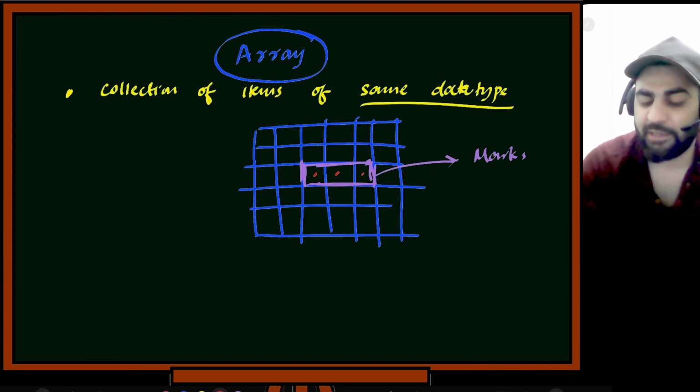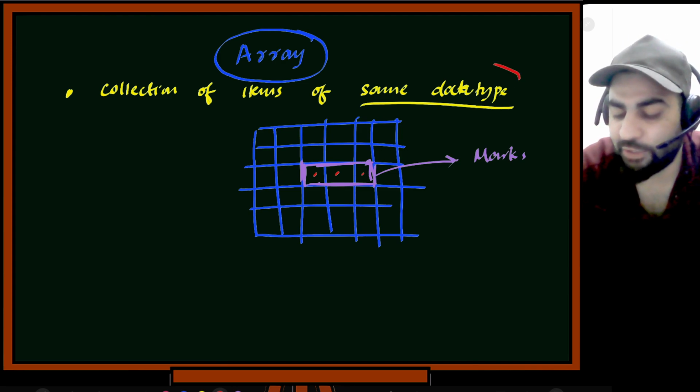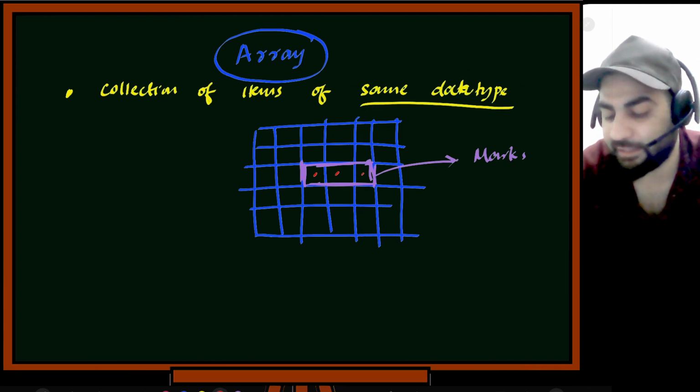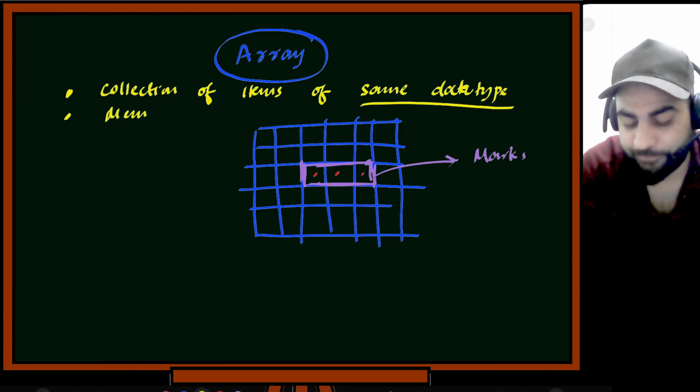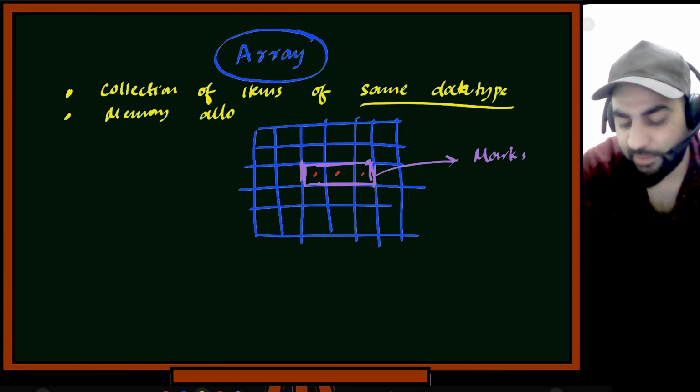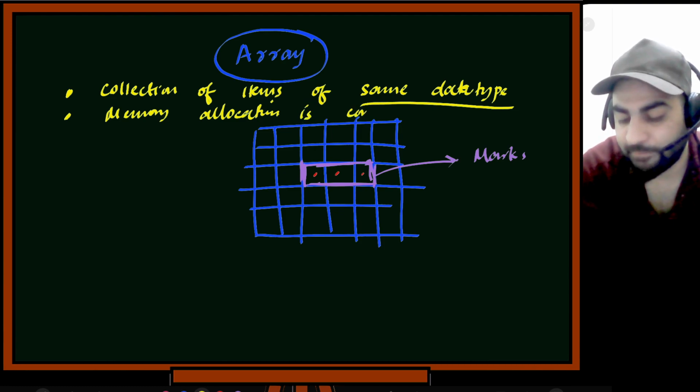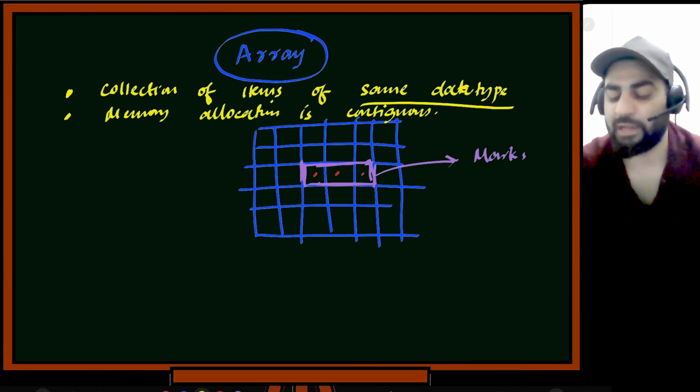That's the first thing. The first thing that I said is it should have the same data types. The second thing is that the memory allocation is contiguous. That's what I'm saying.